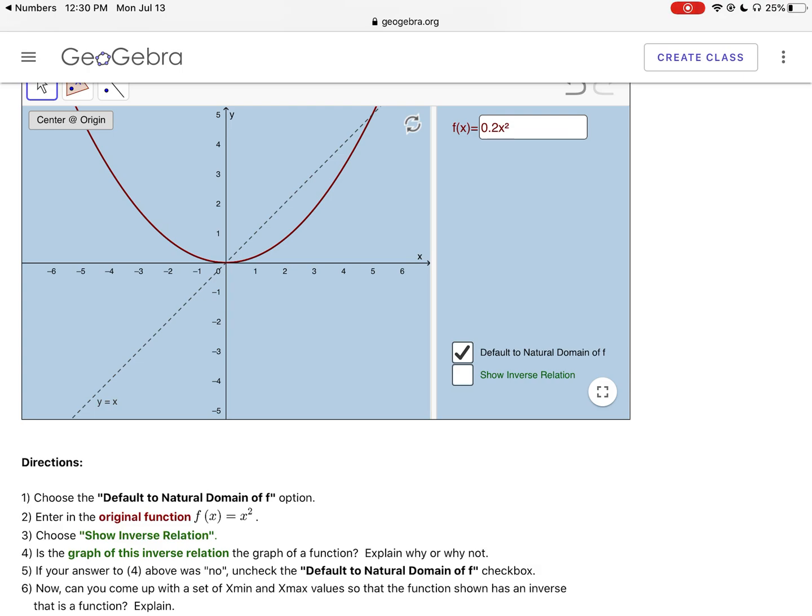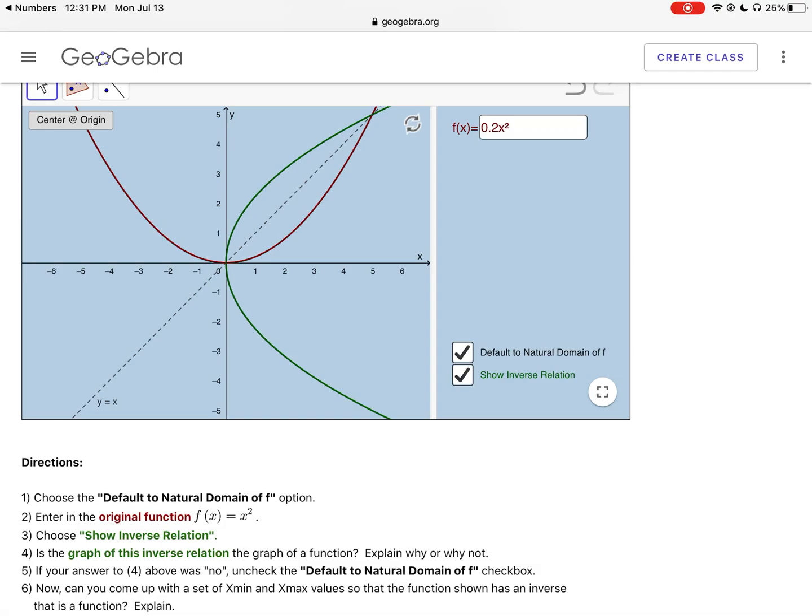All right. Step 2, I'm going to ignore. I'm going to leave it as f of x equals 0.2x squared. Now, step 3, show the inverse relation. Okay, so it graphs the inverse in green here. Notice the red curve is a function, the original f of x, but its inverse is not a function. The inverse doesn't pass the vertical line test. Okay, they are in fact inverses. Notice they are reflecting across or symmetric across y equals x.